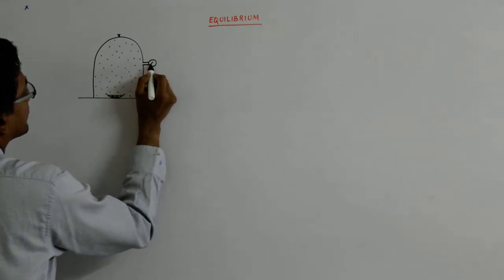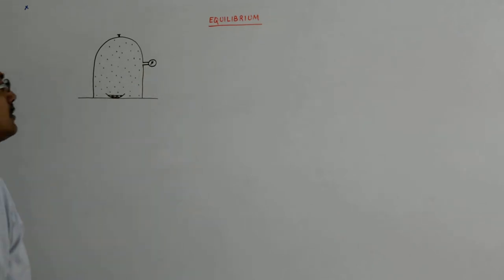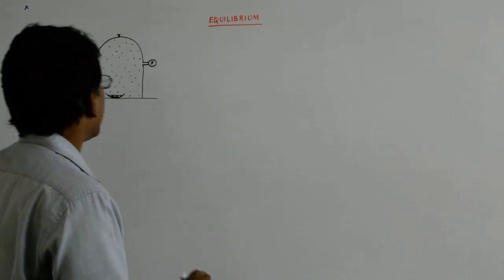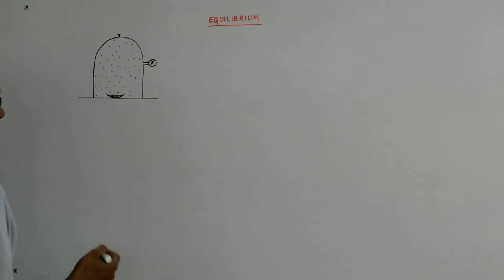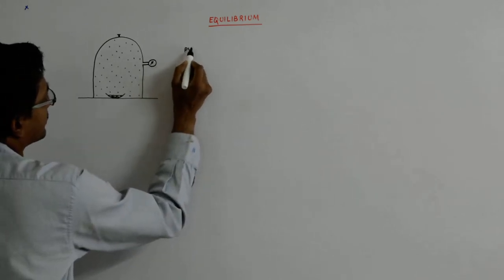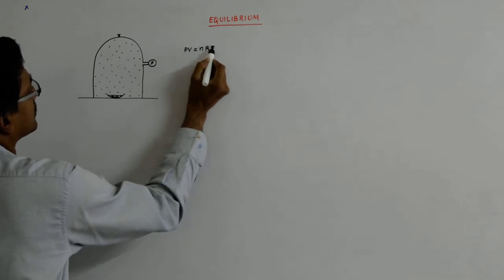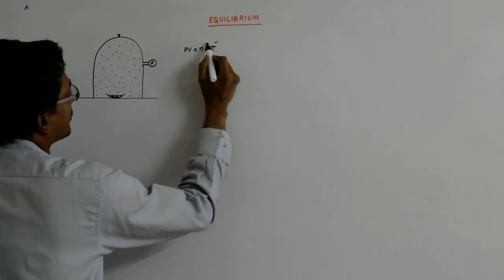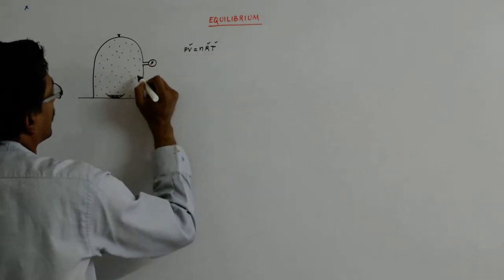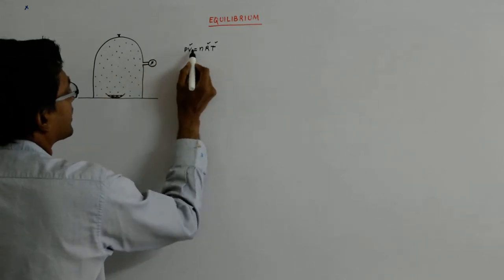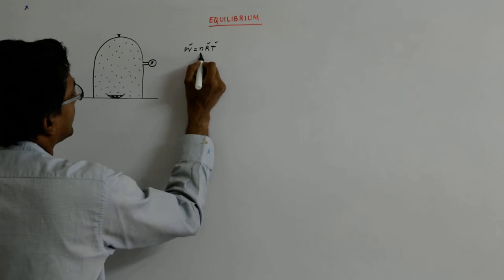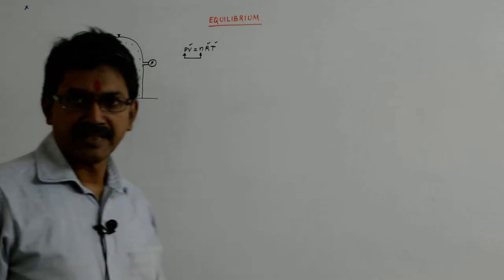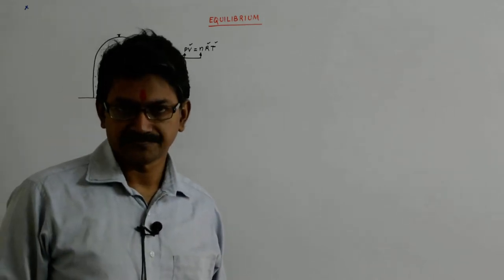By looking at this pressure gauge. After some time you will find the pressure gauge reading going up. Now how is that possible? We come back to the legendary ideal gas equation, PV is equal to nRT. Somehow temperature is the same, R is a universal constant, V I'm not allowing to change, still the pressure is changing. So the only way it can do so is when n goes up.